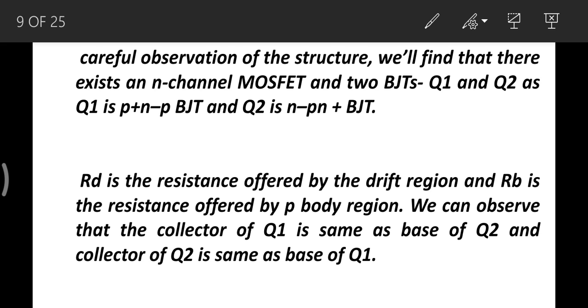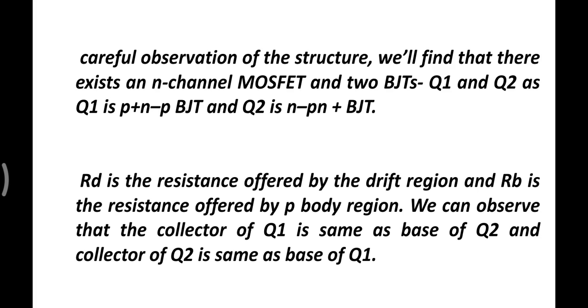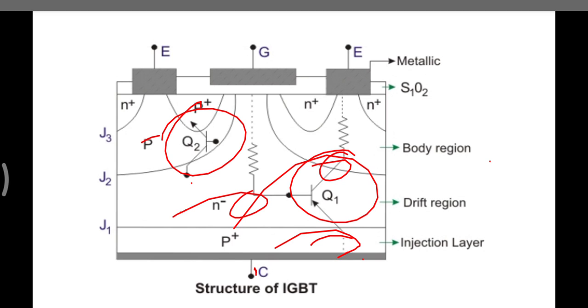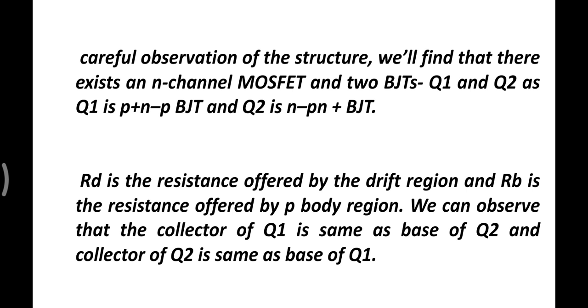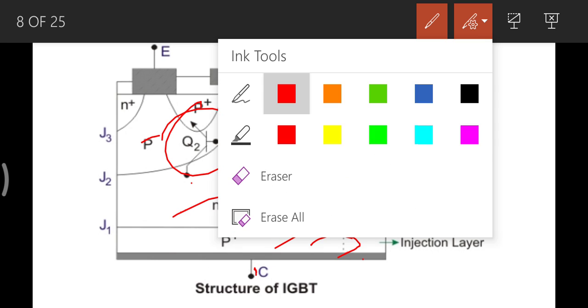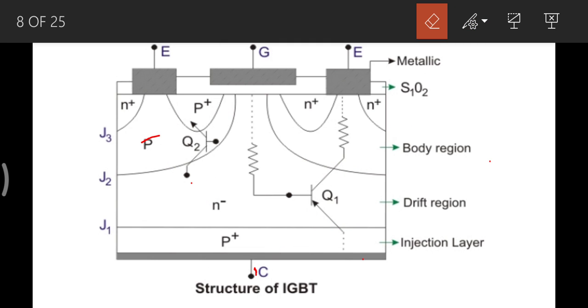So see here, what are those BJTs? Q1 is P plus, N minus, P. See here, this is the Q1. This is the P one terminal, N minus one terminal, and P is the another terminal. Next, the other transistor Q2 is in between N minus, P and N. So where is the Q2? Here, this is the Q2.